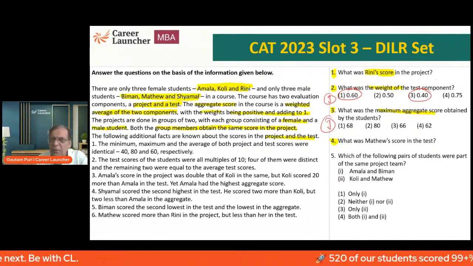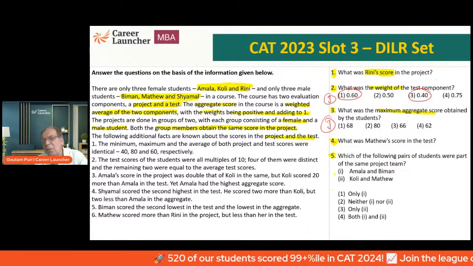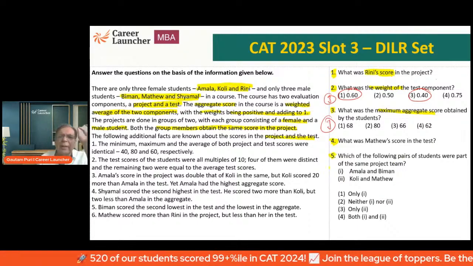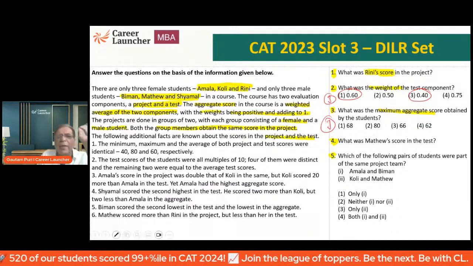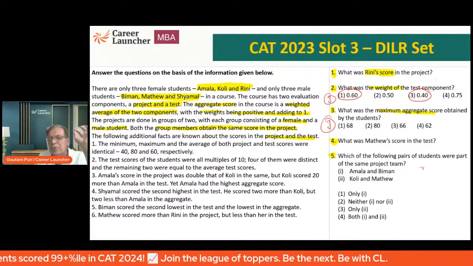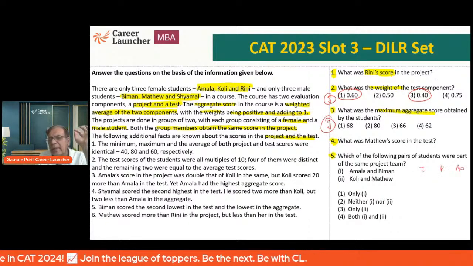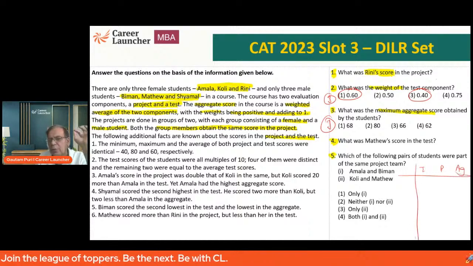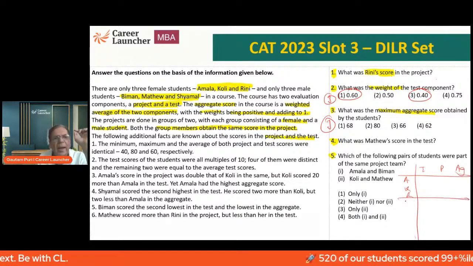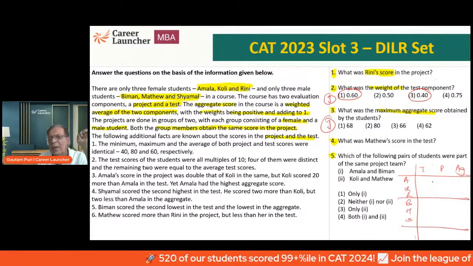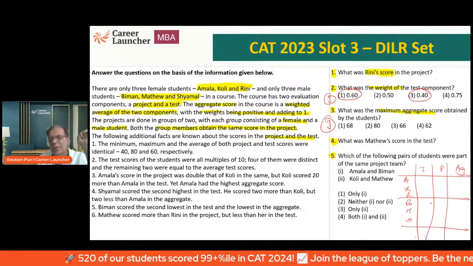Question 5: which of the following pairs of students were part of the same project? Okay. Now, what is this overall telling you? What do we need to do? We'll need to find the test score, the project score, and the aggregate score of all these 6 students. Who are the 6 students? A, K, R are the girls, and B, M, S are the boys. This is the kind of table we'll need to make, right?